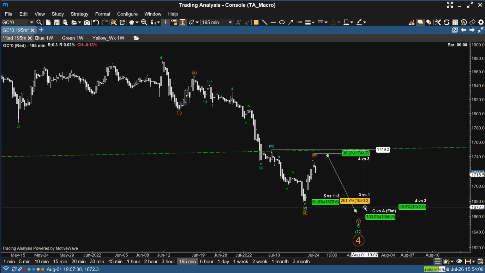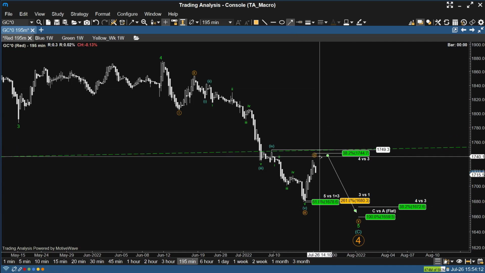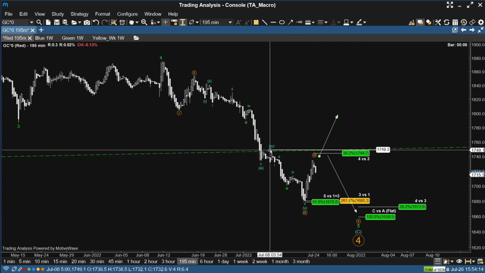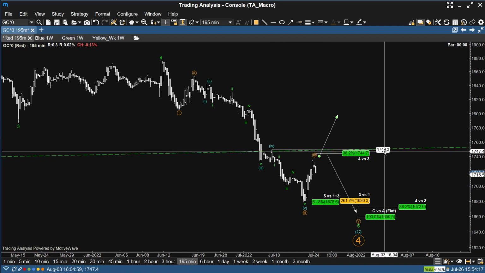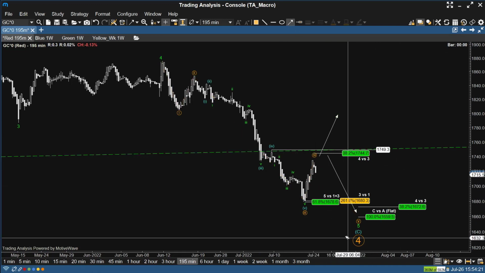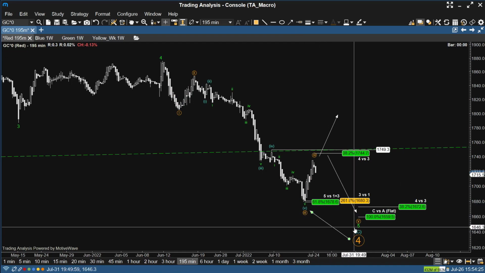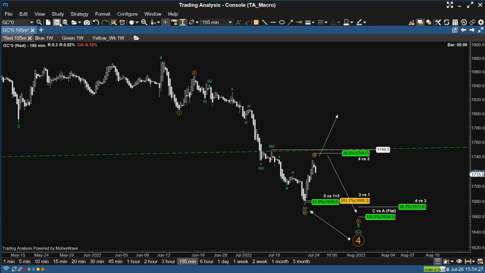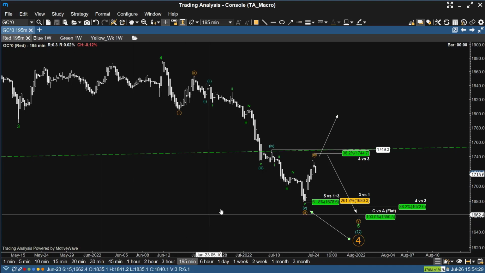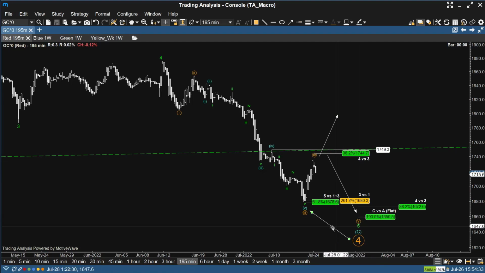And alternatively, if we break through resistance above the previous fourth wave at 1749 and above the 1744, that's when we might actually have to consider moving all of this over, which then anchors C of wave 4. And we talked about this last week. So that's what we're expecting. That's what we're watching in the short term.